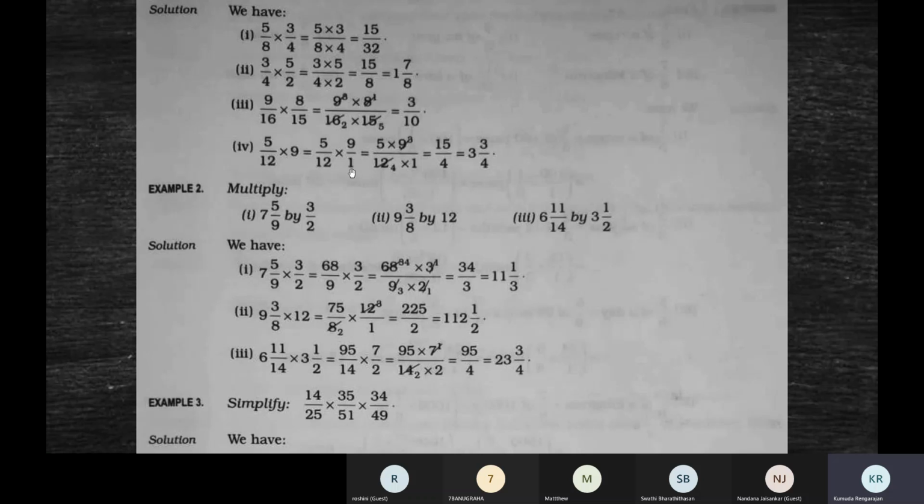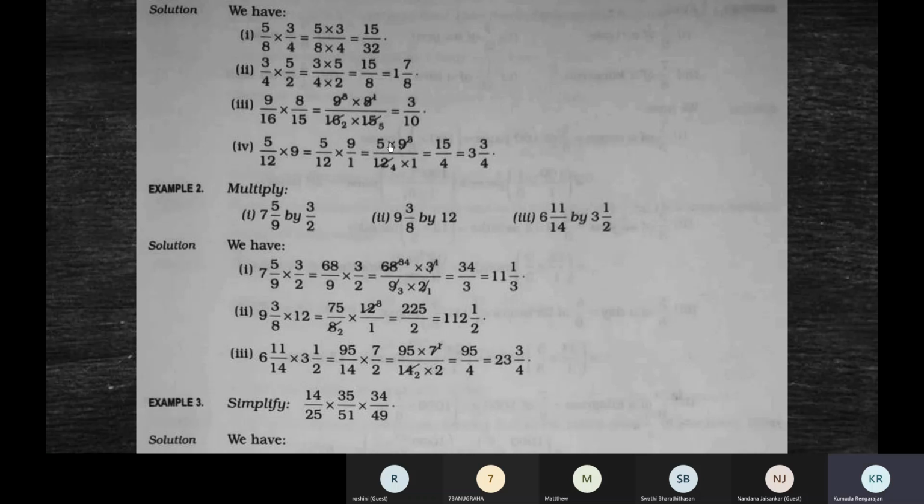That's the first step. Then how do we multiply? We are not checking whether they're like or unlike fractions because we know we can multiply them straight away. We are not worried if the fractions are like fractions or unlike fractions. Straight away, we multiply the numerators and multiply the denominators.